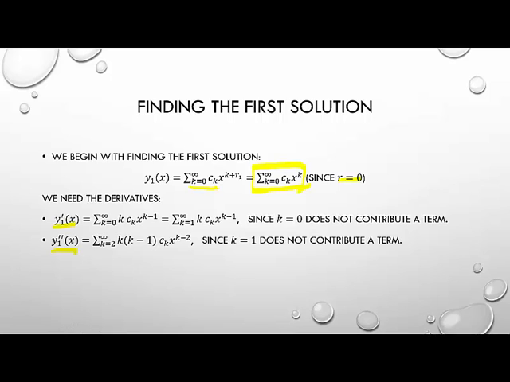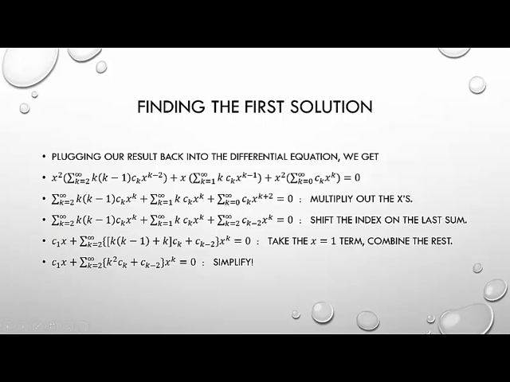Remember, when we take the derivatives, and especially because r is equal to 0 here, k is equal to 0 will not make any contributions. Likewise, k is equal to 1 will not make any contributions here, so we can afford to shift our indices. Let's put this into the differential equation.